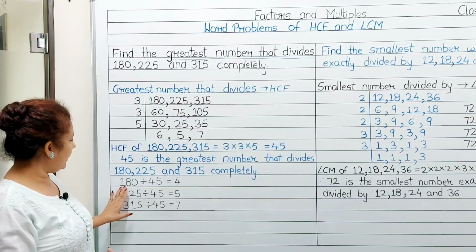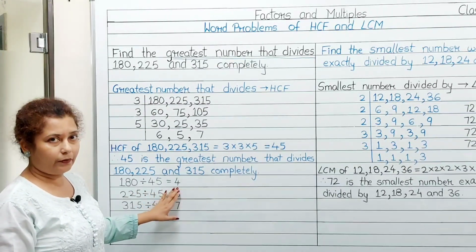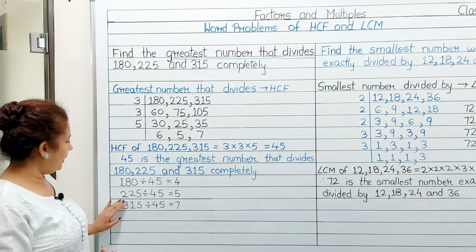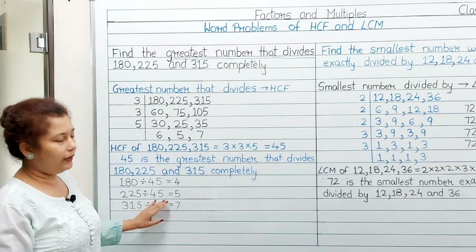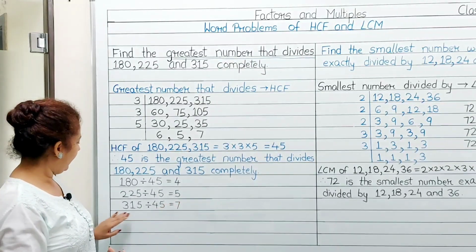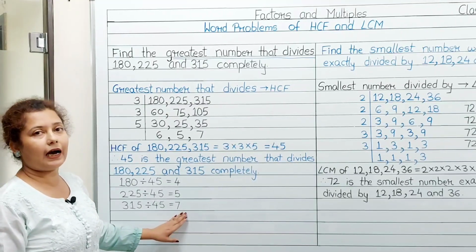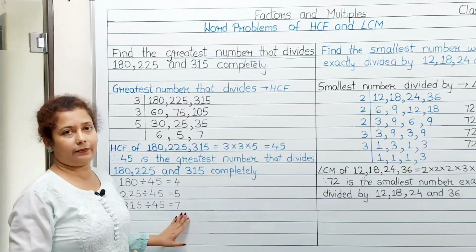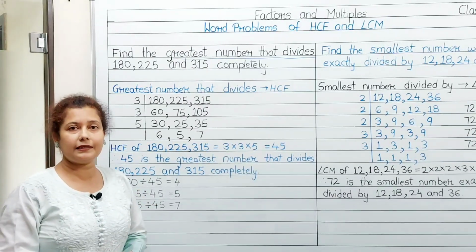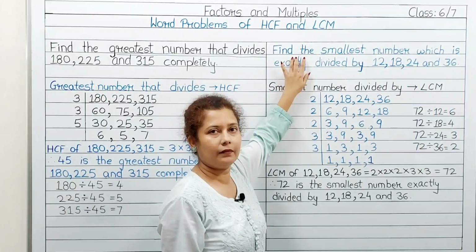Now the first number, that is 180, when we divide it by 45, we get 4 as the quotient and 0 as the remainder. When we divide 225 by 45, we get 5 as the quotient and 0 as the remainder. And when we divide 315 by 45, the answer is 7 with 0 as the remainder. That means 45 can completely divide all these three numbers, which was asked in the question.